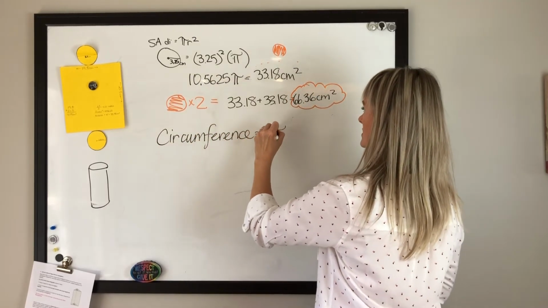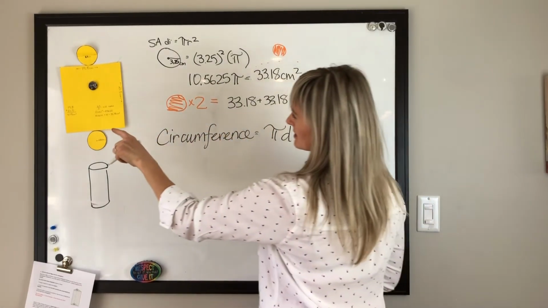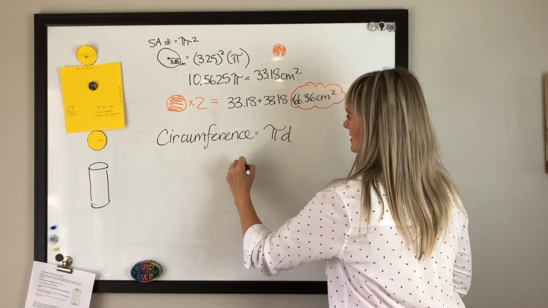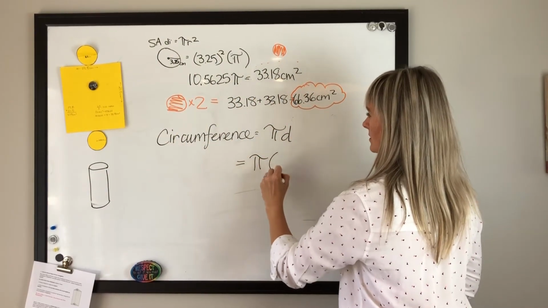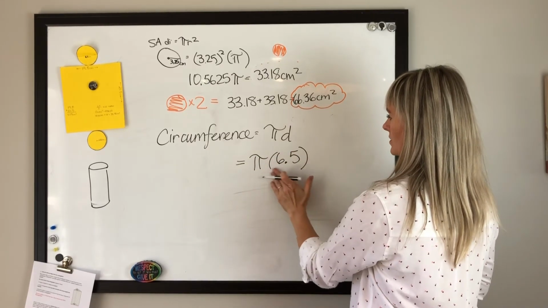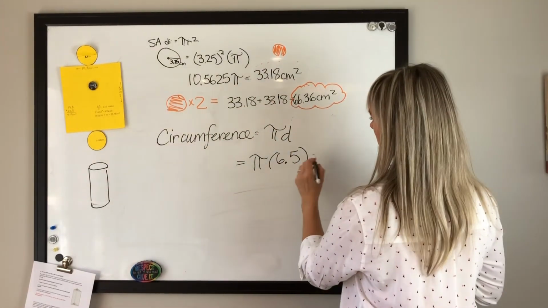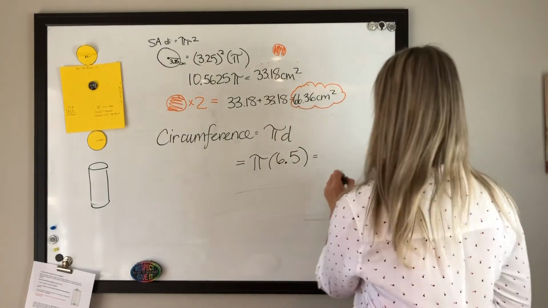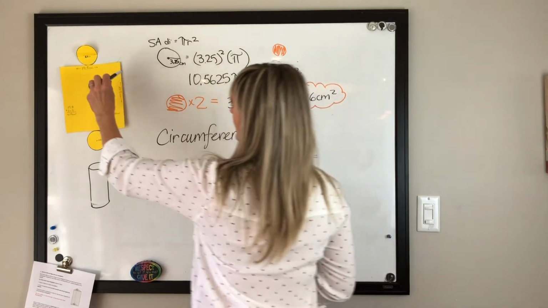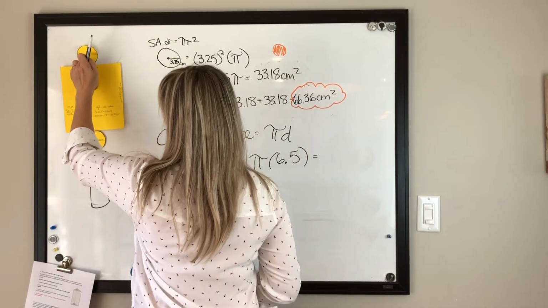And circumference is the diameter times pi. So our diameter, if we know that the radius is 3.25, we double that to get the whole way across. So that is going to be pi times the diameter, which is 6.5. So 6.5 times pi, that'll give you your circumference.